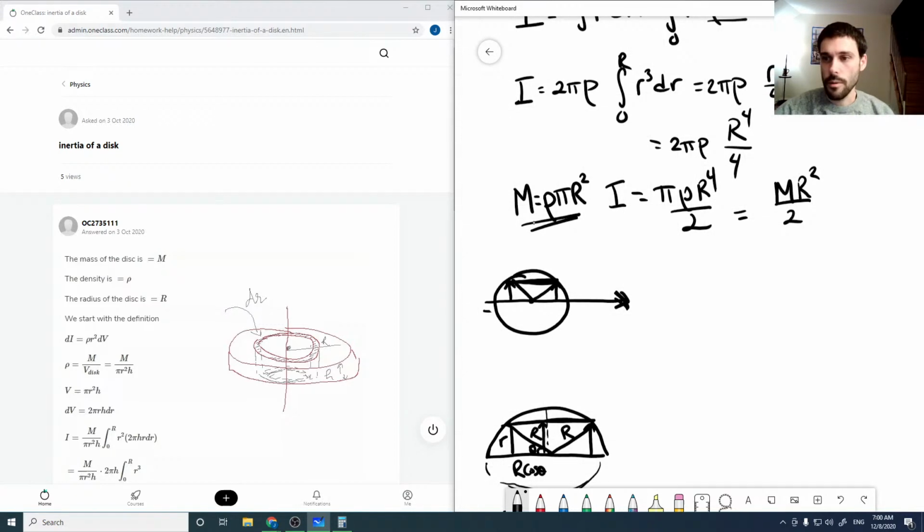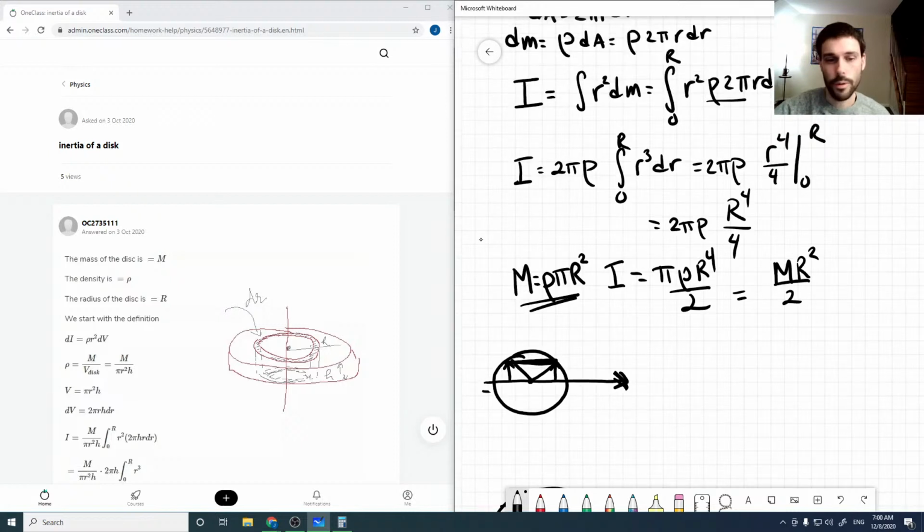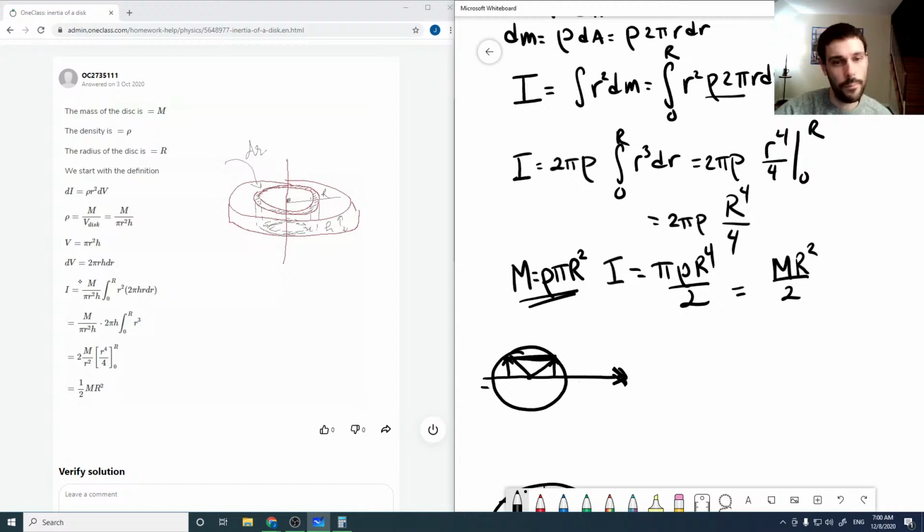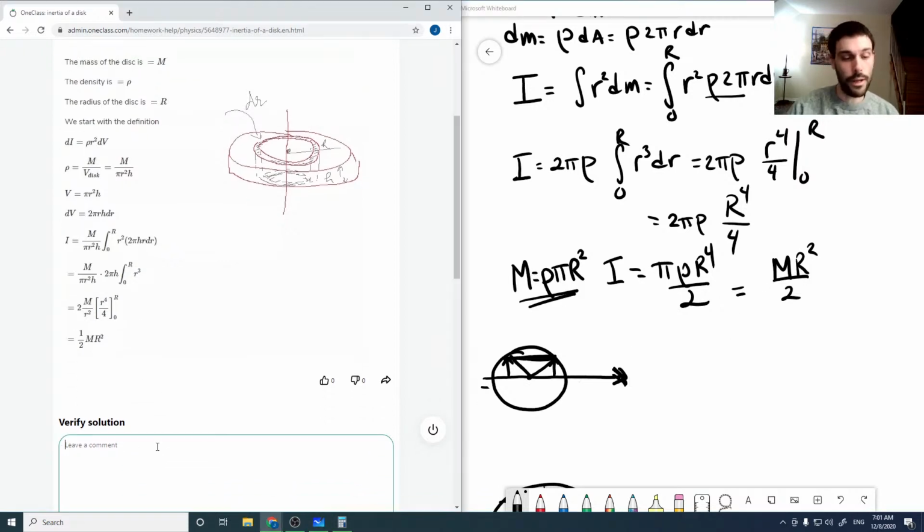Okay, so there's two of the moments of inertia. Obviously, you could define an almost infinite array of axes, but there's a couple of the most common ones. If we look at the solution given here, we have the most common one, which is the axis which is perpendicular, so a half m r squared. So I would say that's still correct.